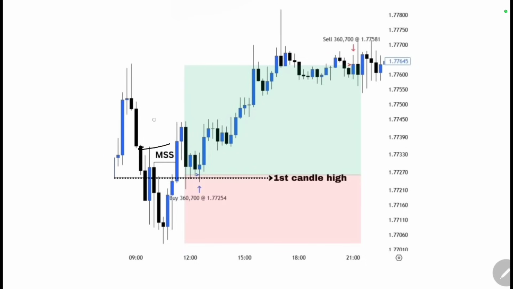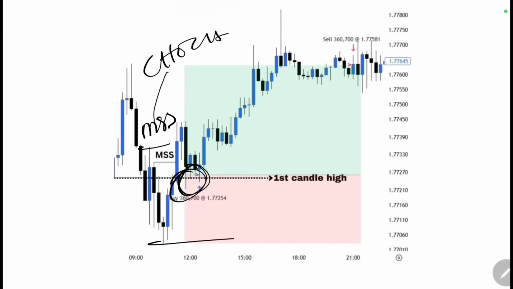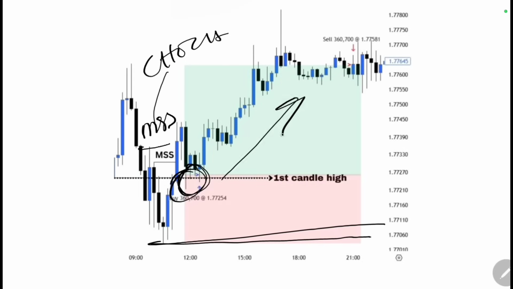You look for your shift in market structure, and now your return to order block or your change of character. Change of character, and then return to order block. That signifies your entry into this trade. You place your stop loss just below the low, the swing low here, and you ride the market up. You can go for a risk to reward ratio of 1:2 or 1:3, or you trail your stop loss.